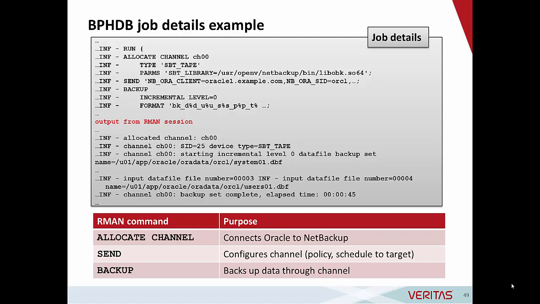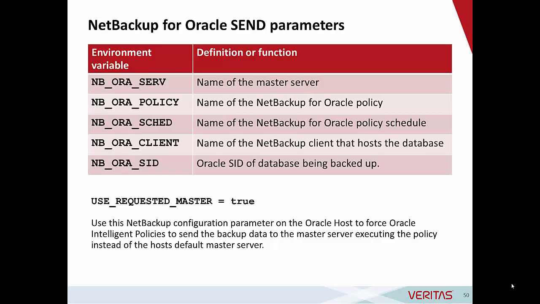In other words, NetBackup. Any data that RMAN sends to the SBT tape alias goes through that link to NetBackup. With intelligent policies, when backups are initiated, NetBackup passes the variables listed on this table to the script generator and are used to generate the appropriate RMAN syntax to direct the backup to the proper destination.